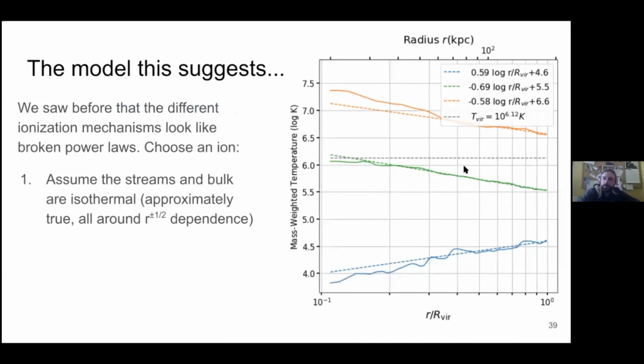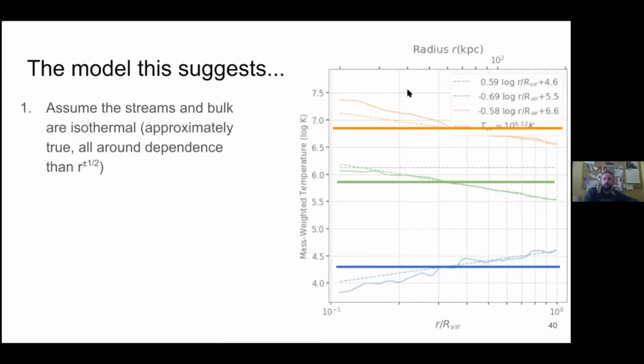And so this helps suggest a model that we can actually use to understand the CGM if we make a few simplifying approximations. So we saw before that different ionization mechanisms, we know what those look like pretty well at fixed temperature. So if we make this kind of bad approximation, which is that all these streams, bulk, and the interface are isothermal, then what that looks like really is we're doing this. We're saying, assume these are all approximately flat. Not great, but these are all less than linear, so it's not terrible.